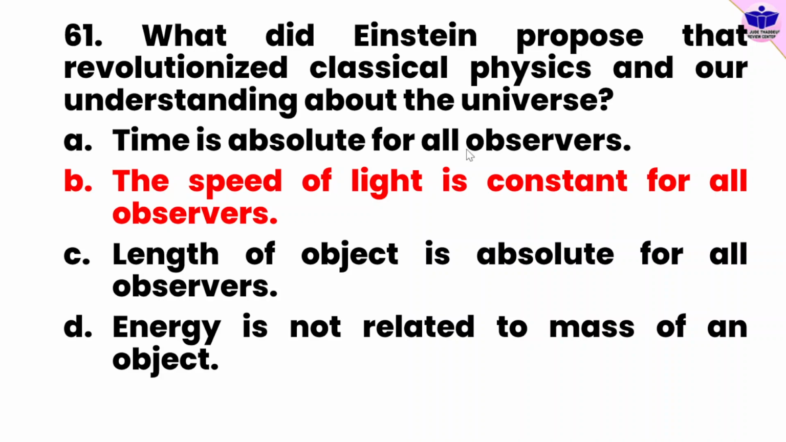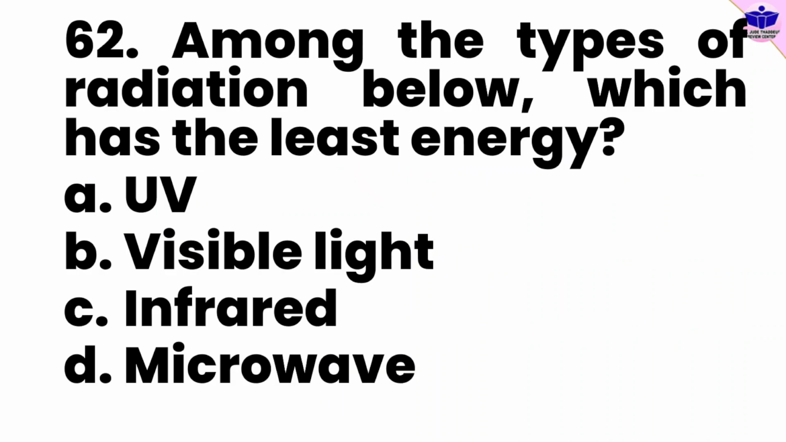Time is absolute for all. No, this is wrong kasi sabi ni Einstein, time is relative for all observers. Length of object is absolute. Sabi ni Einstein, length of object is relative. At sabi pa ni Einstein, energy is related to mass. Kaya nga meron tayong energy and mass equivalent sa formula na E is equal to mc squared.